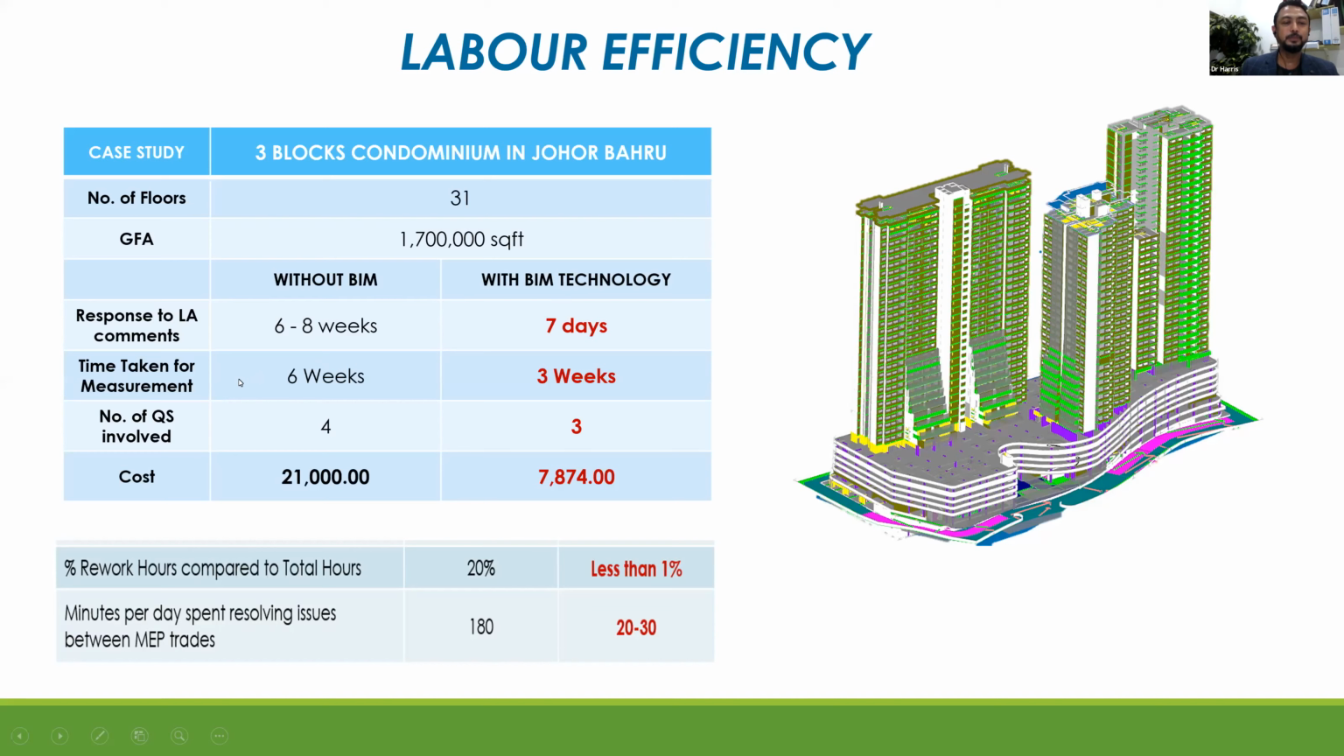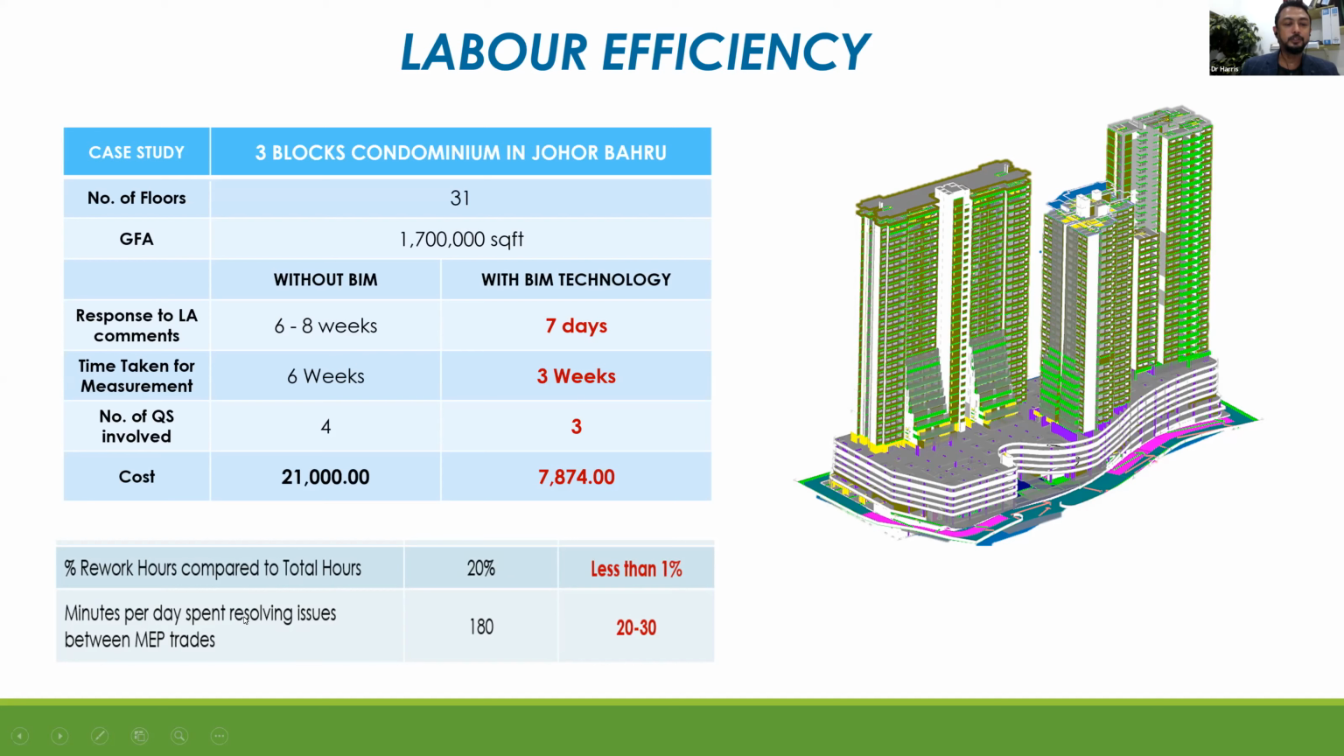Time taken for measurement, without BIM, we need to use 4 QS, and it takes 6 weeks to get the quantity out. And with BIM, we only use 3 QS and 3 weeks to get all the quantity out. From here, we already save almost 14,000 in terms of cost saving. Rework hours compared to total hour, without BIM, usually the rework is about 20%. With BIM, it's less than 1%.